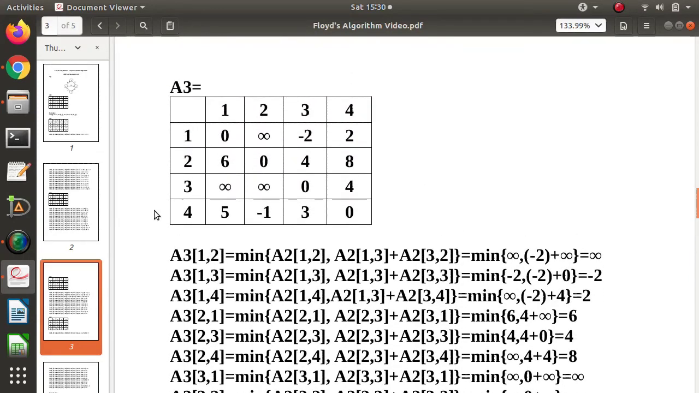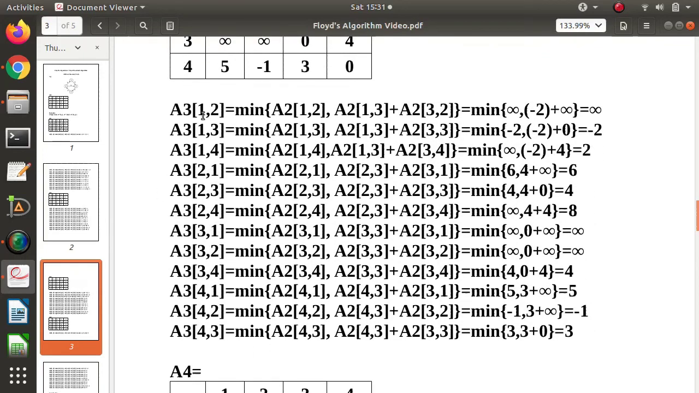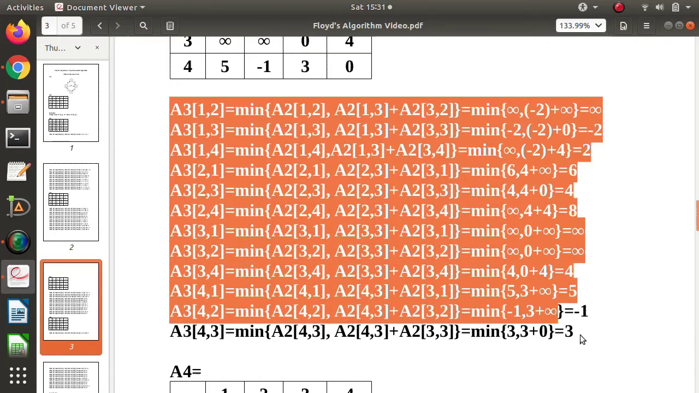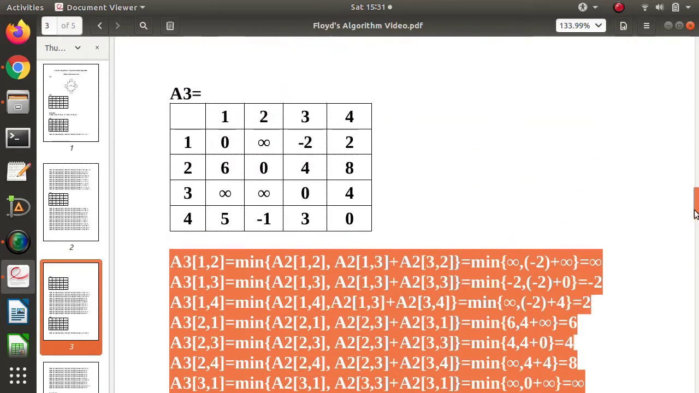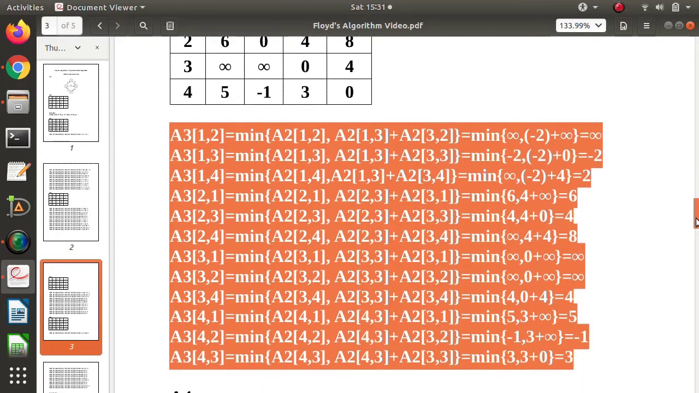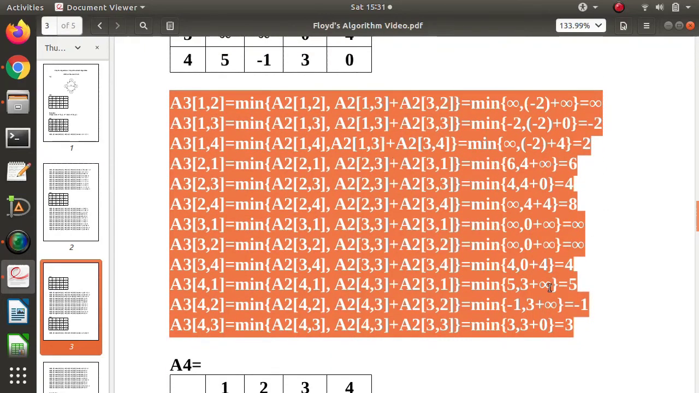It is a square matrix, right? So it is a 4 by 4. So in total there are 16 values. But actually 1 to 1 is 0, 2 to 2 is 0, 3 to 3 is 0, 4 to 4 is 0, because a self loop is not allowed, or to reach from that vertex to that vertex it takes 0 cost. So we will not consider these values, anyhow that is 0. So the remaining 12 values we need to calculate.